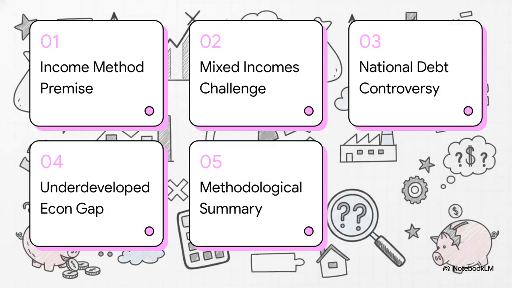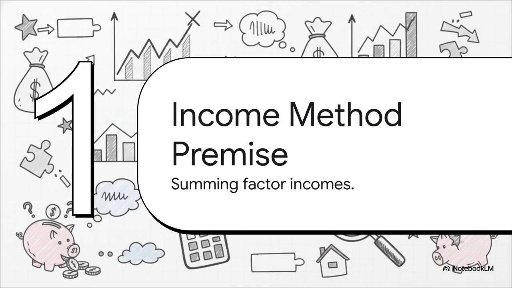So here's our academic breakdown for today. We're looking at the income method premise, the big structural challenge with mixed incomes, the whole accounting controversy around national debt, the data gap in underdeveloped economies, and then we'll wrap it up with a methodological summary. All right, starting off with part one, the income method premise, that classic textbook foundation of summing up factor incomes.